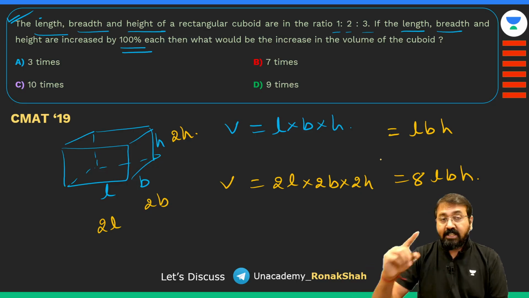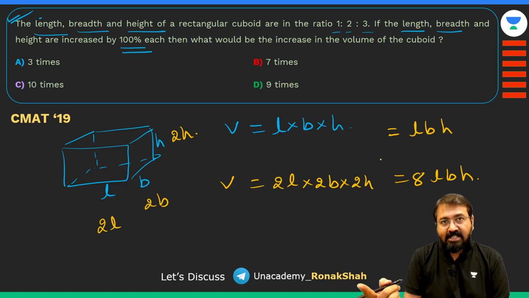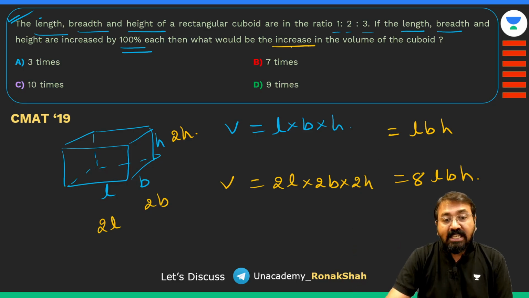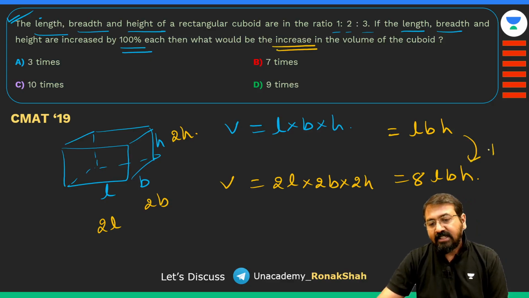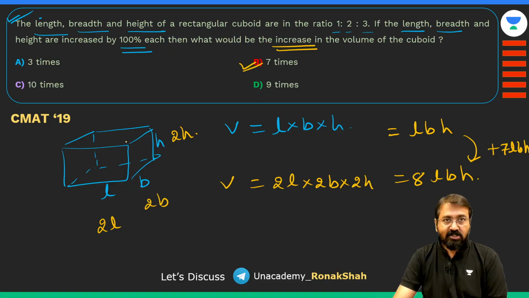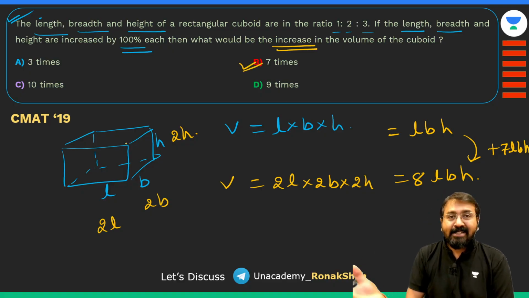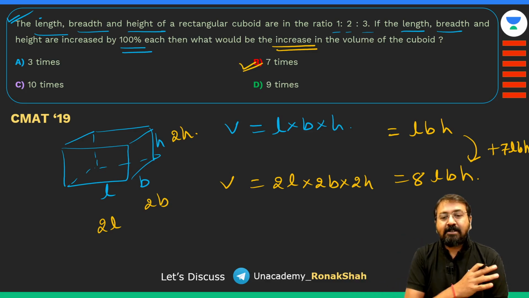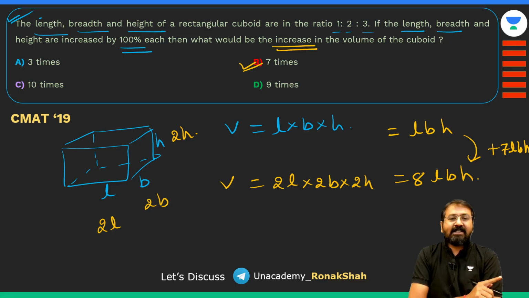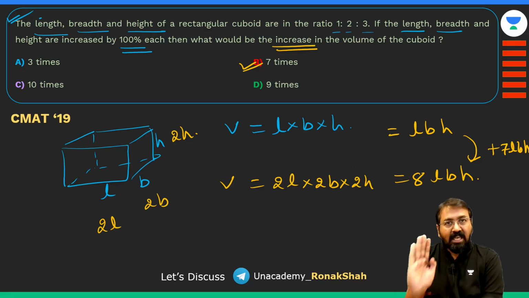So they are not asking how many times it has become. They are asking what is the increase. So can I say it has increased by 7 times LBH? So we'll tick mark 7 times LBH. Luckily, there is no option as 8 times. Otherwise, many students end up marking 8 times. So just don't commit that mistake. Otherwise, this question was a cakewalk.